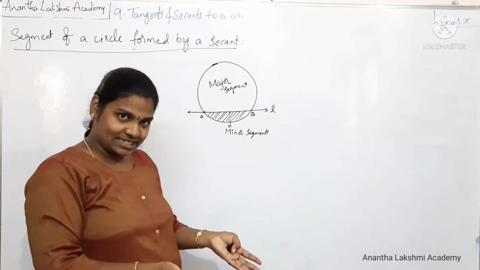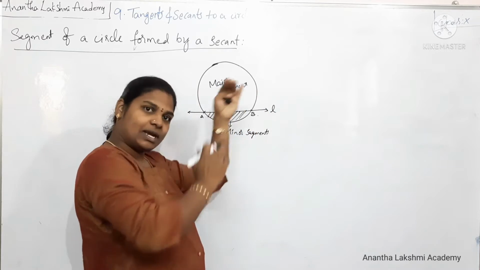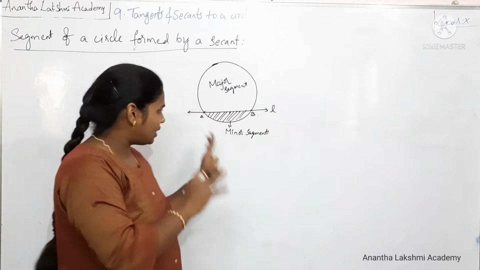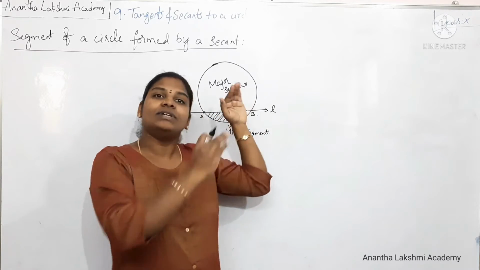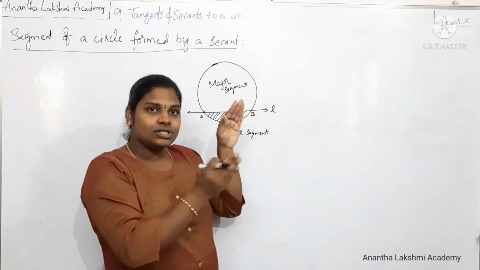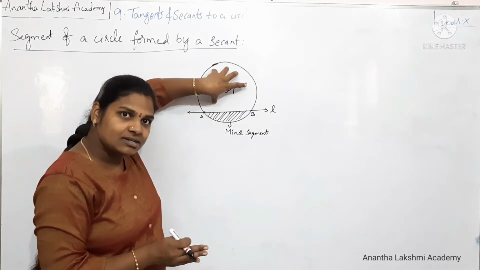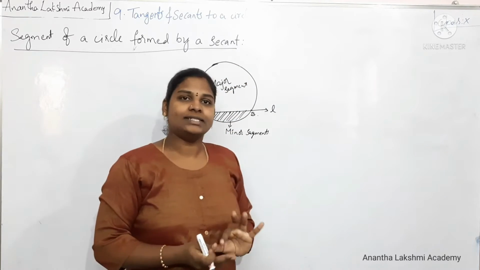It is not necessarily the same thing. If you draw something somewhere in the middle, it may divide the circle into two equal semicircles as well. For now, for the example's sake, I have drawn a secant here which is dividing it into unequal halves. The one with more area, we consider it as the major segment, and the one with the minor area we consider it as the minor segment.